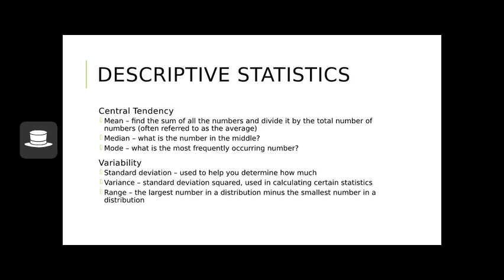And then range is the most simple way of measuring variability in a data set. You take the largest number and you subtract the smallest number. So if the highest grade in the class was 100 and the lowest was a 50, 100 minus 50 is 50. So I have a range of 50.